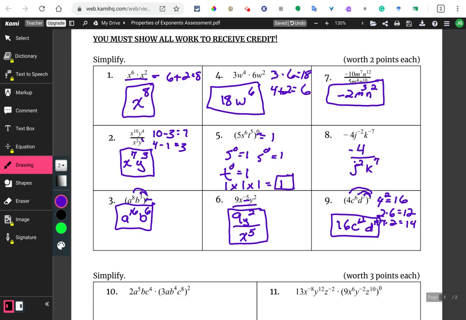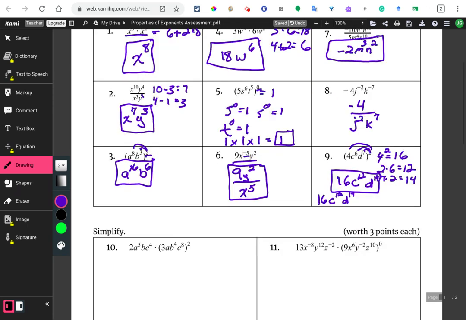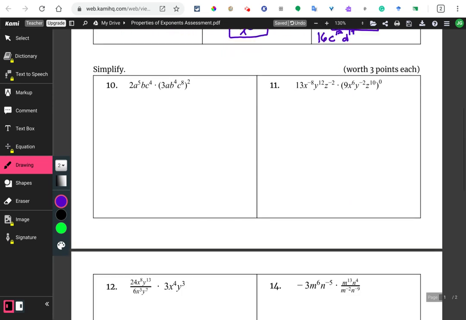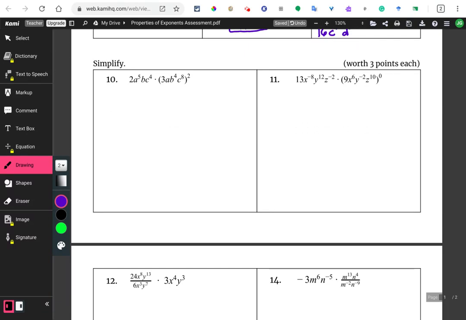Don't make it as ugly as that. There we go. So that should be 16, c to the 12th, d to the 14th. Hopefully you can hear my voice. Okay, that's it for those. Those are pretty easy.